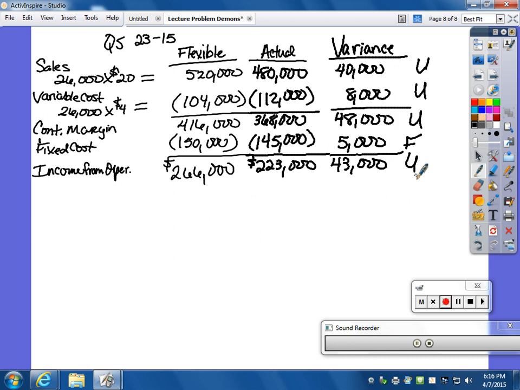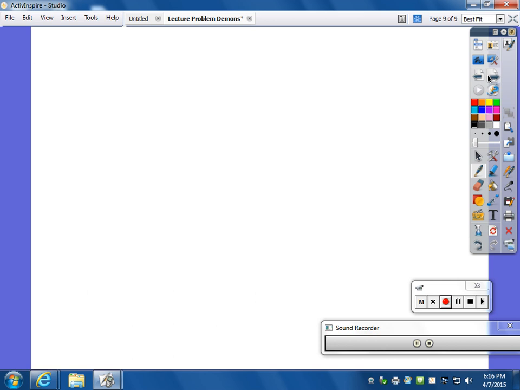23-16. Tersa reports the following on one of its products. Compute the direct materials price and quantity variances. You have the information there. What is the first thing that we need to do? Because you're doing two different variances, one is price and one is quantity, right? So what is this, 16? Yes.